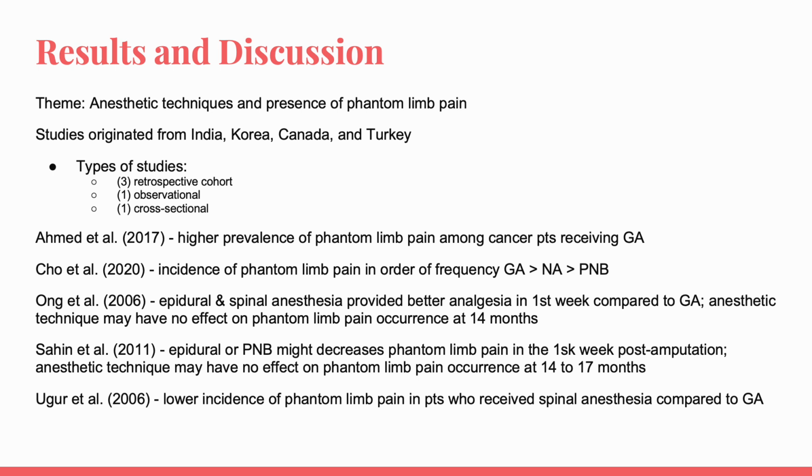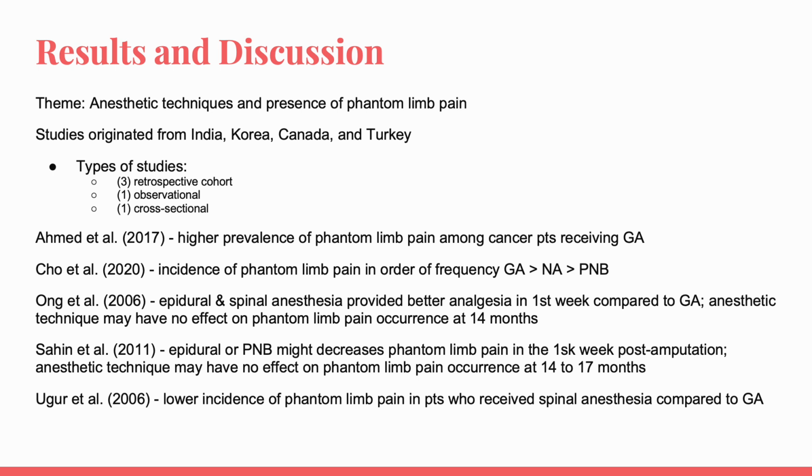Results and discussion. 5 articles were included in this review, all of which investigated phantom limb pain and its correlation with the type of anesthesia administered. The identified theme was anesthetic techniques and presence of phantom limb pain. Studies originated from India, Korea, Canada, and Turkey. Types of studies included retrospective cohort, observational, and cross-sectional studies.